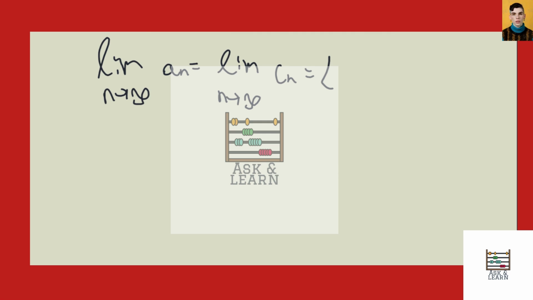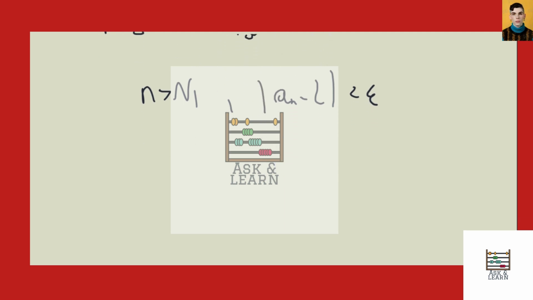Then for all epsilon, there exists some n1 where we have that n is greater than n1, and we have that the absolute value of a sub n minus L is going to be less than epsilon, which then implies that negative epsilon is less than a sub n minus L, which is less than epsilon, which then implies that L minus epsilon is going to be less than a sub n.